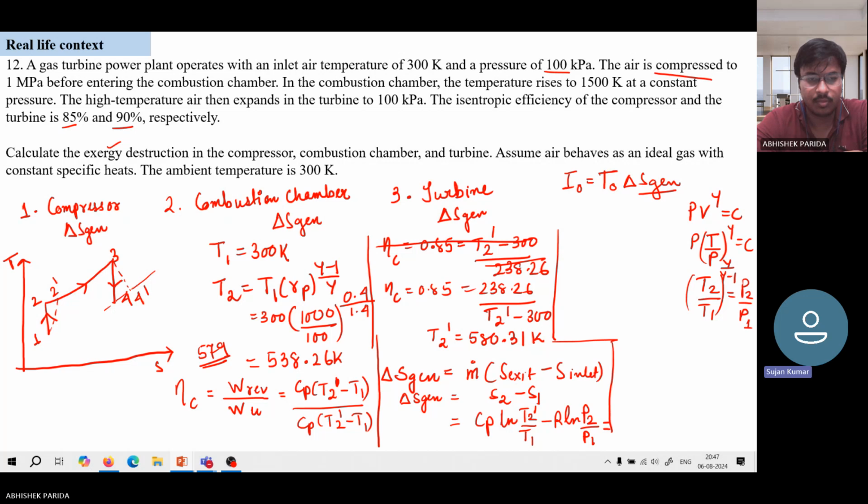Delta S, the change in entropy, around 0.0824 kilojoule per kilogram Kelvin. Okay. Delta S for the compressor is 0.08, it's so less. Let me check again then. How much T2 dash are you saying? T2 dash is around 628.47, sir.